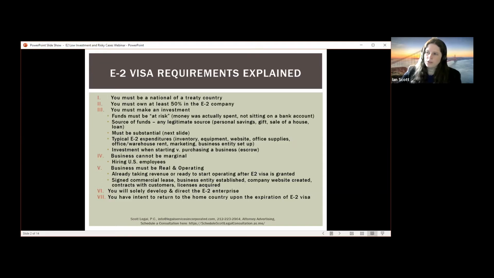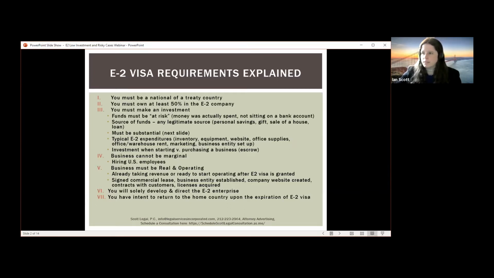Another requirement for the E-2 is that your business must be real and operating. So for startups to prove real and operating, you're going to have things like proof that you've created a website, that you've gotten a tax ID, that you obtained any necessary business licenses, proof that you've signed a commercial lease, that you've established your LLC or your corporation or sole proprietorship. If you've already signed contracts with customers, or perhaps you have letters of intent or memorandums of understanding, those can all be included as well to show that the business is ready to start operating once you get the E-2.